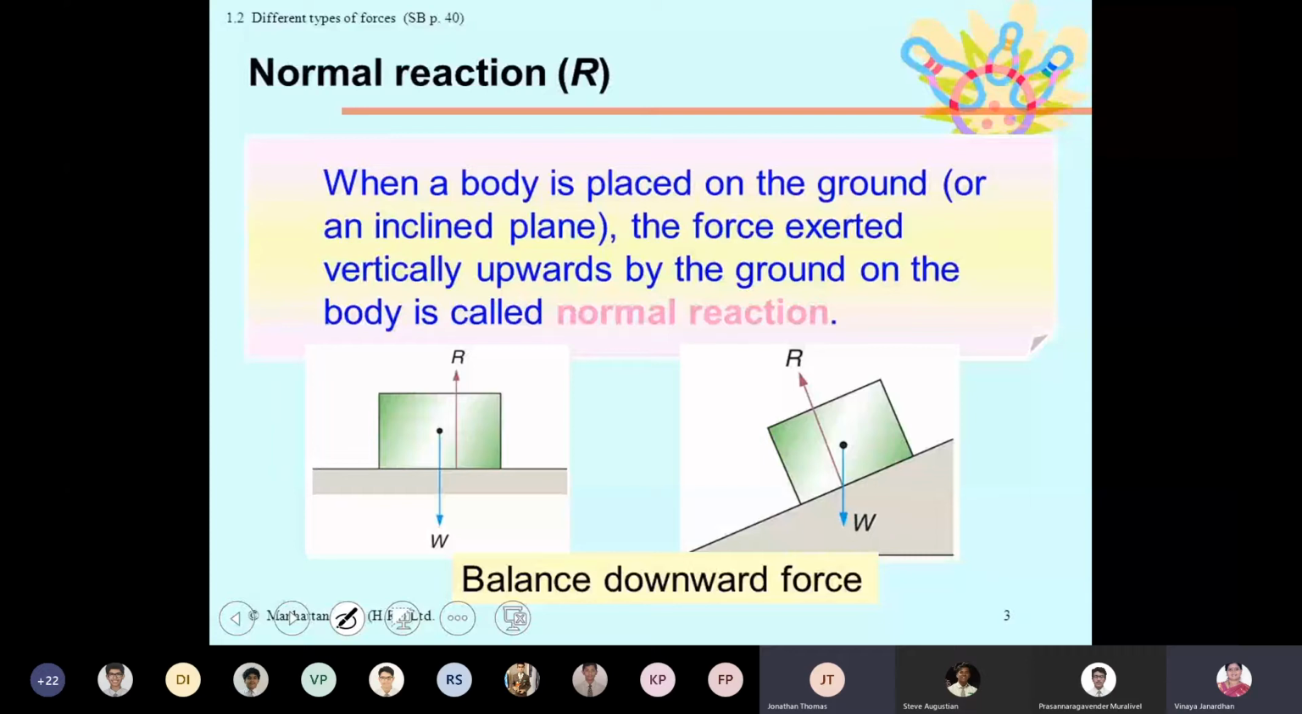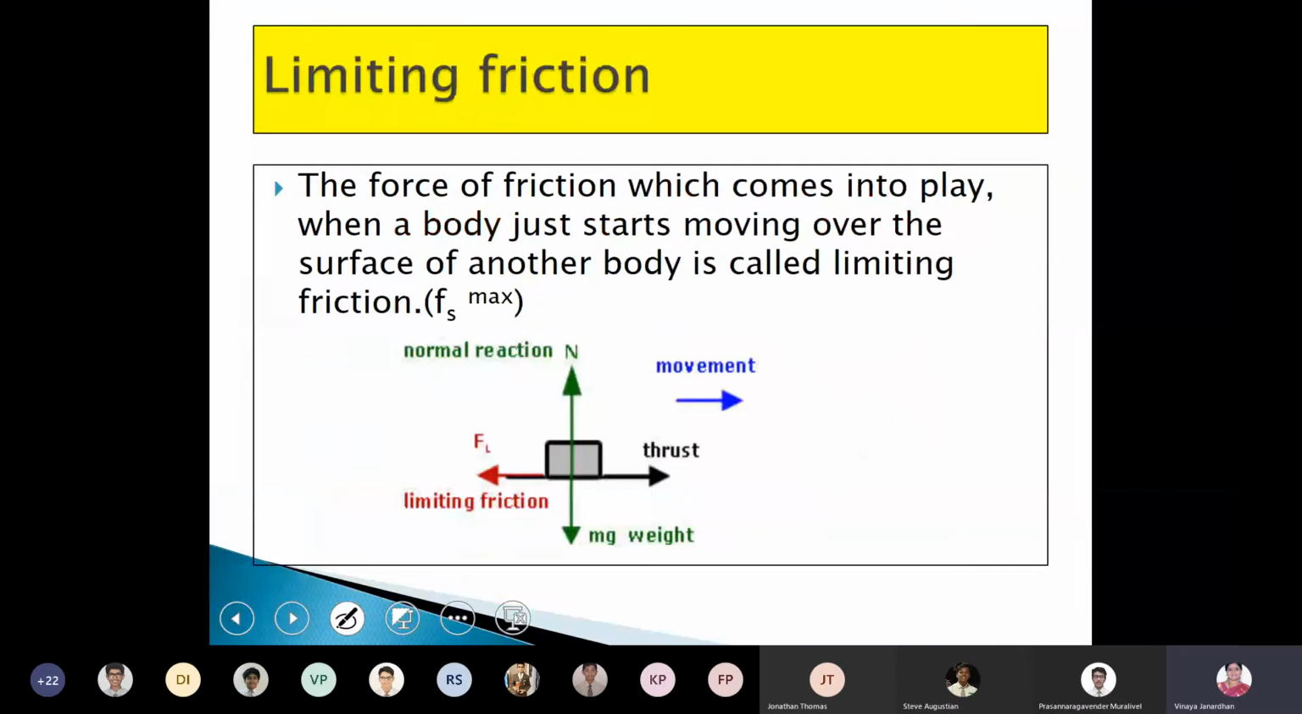Ma'am, they don't act on the same point. They have to act along the same line. The line of action should be the same, especially in this case, but not in this case. In this case, you have to resolve. Let us see later, we'll resolve that. I want this normal reaction to be done again.